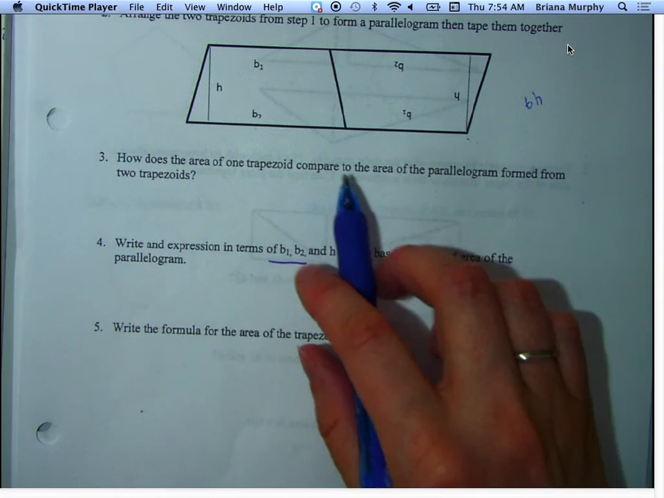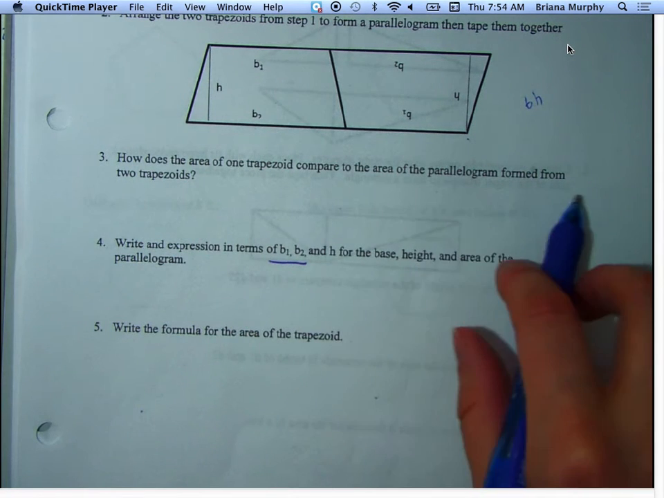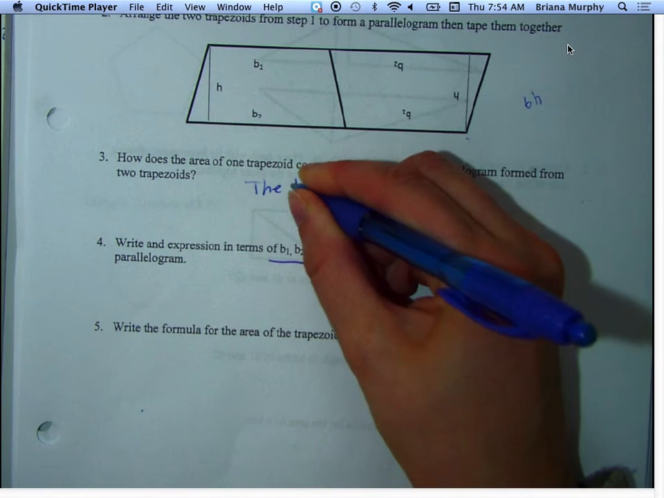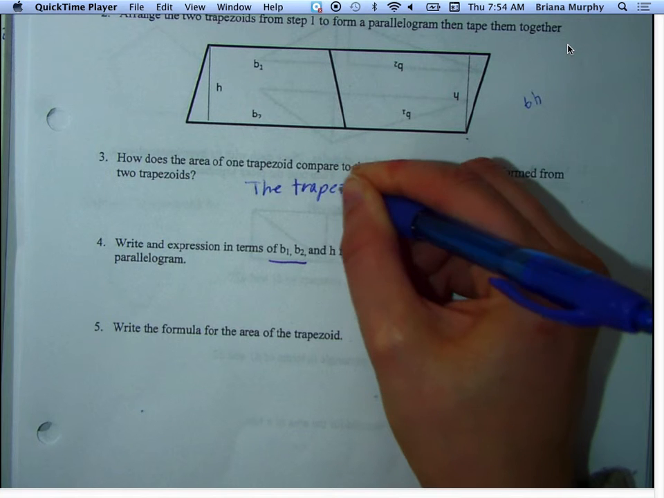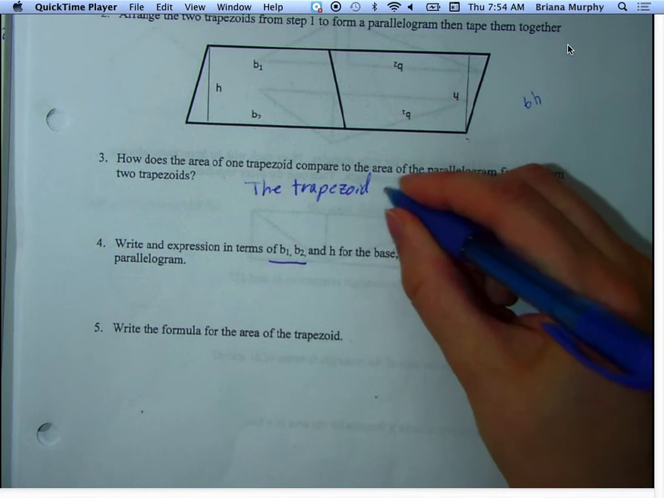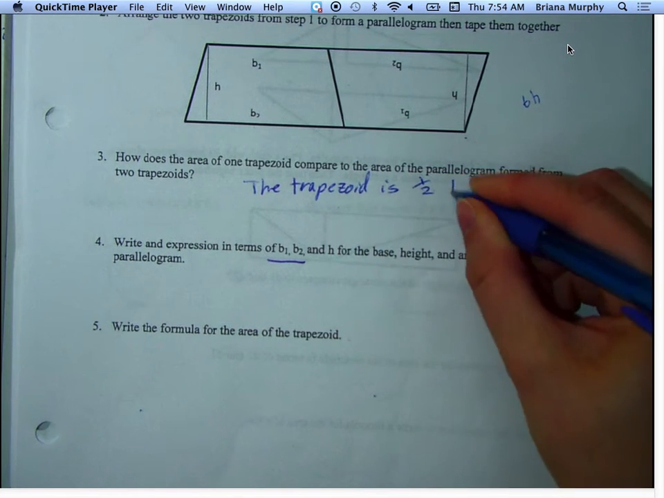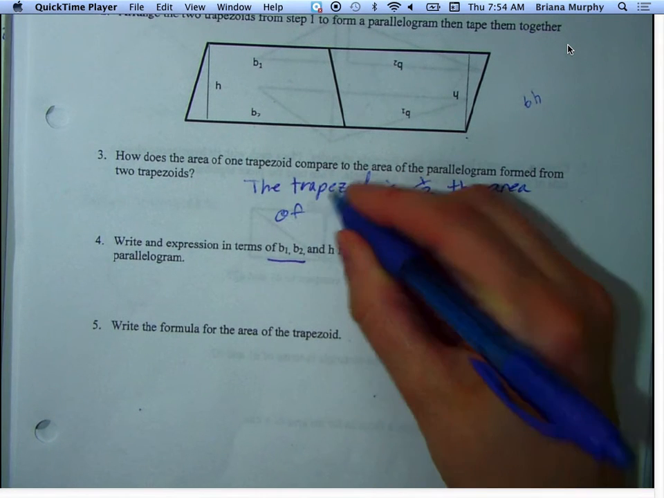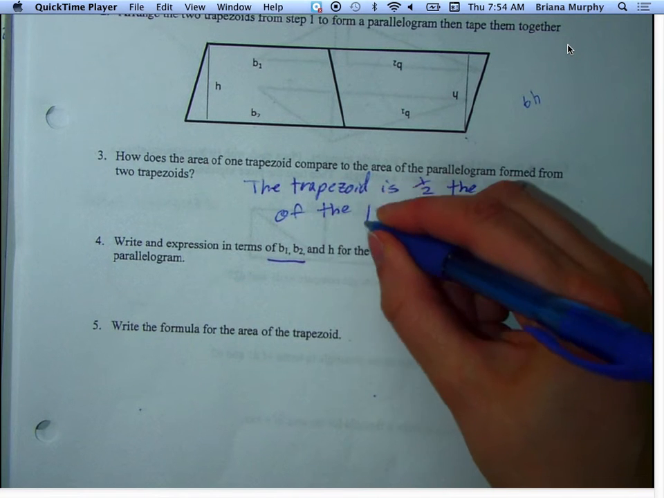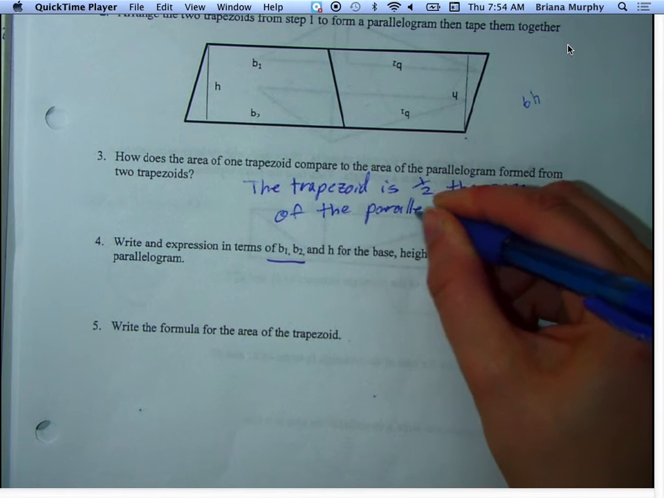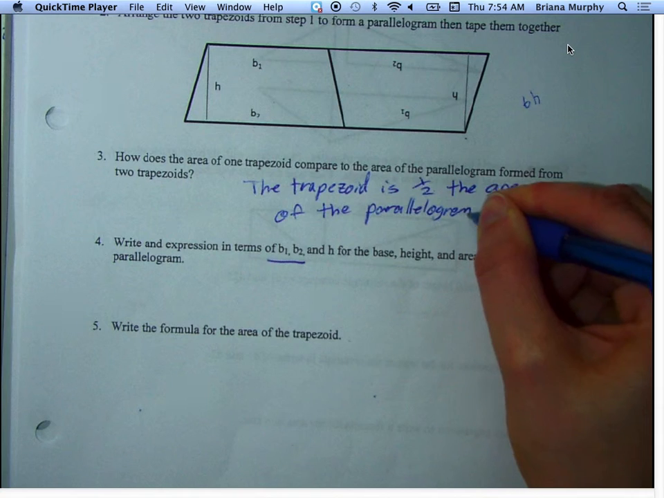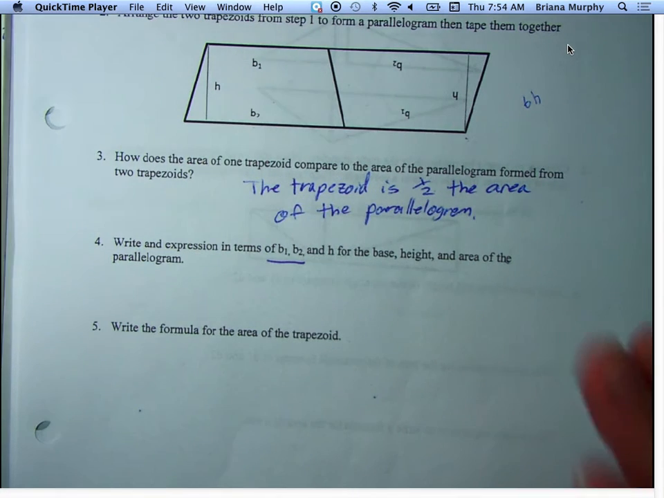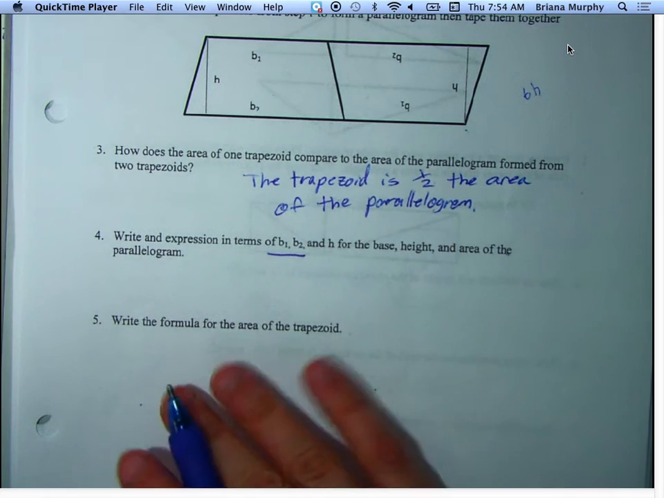How does the area of one trapezoid compare to the area of a parallelogram? The trapezoid is half the area of a parallelogram. Everybody get that, or they put it the opposite way? The parallelogram is twice as big as the trapezoid. Okay. We're going to write the expression.